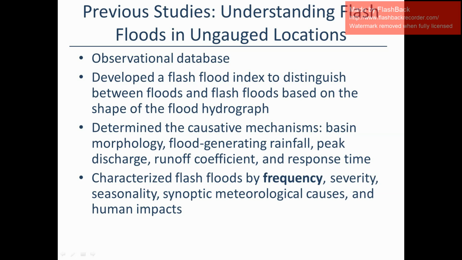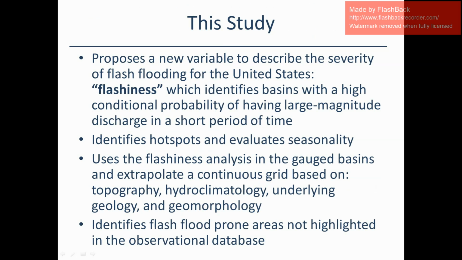The big difference between previous studies and this study is that the previous studies characterized by frequency, severity, seasonality, synoptic meteorological causes, and human impacts. This study is different in that it proposes a new variable to describe the severity of flash flooding for the United States, which they call flashiness, which identifies basins with a high conditional probability of having large magnitude discharge in a short period of time.